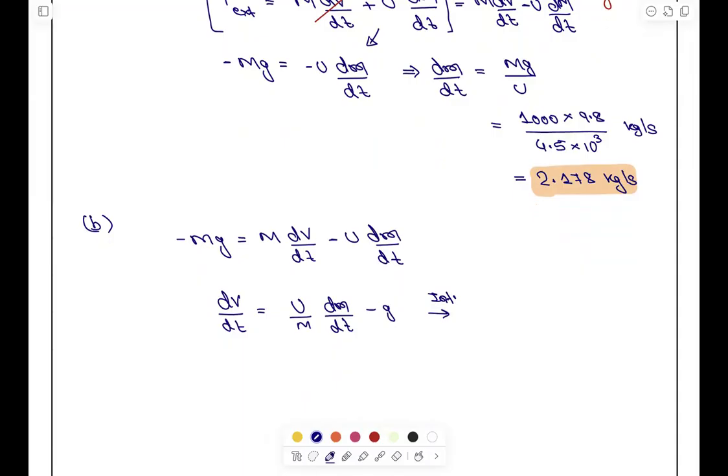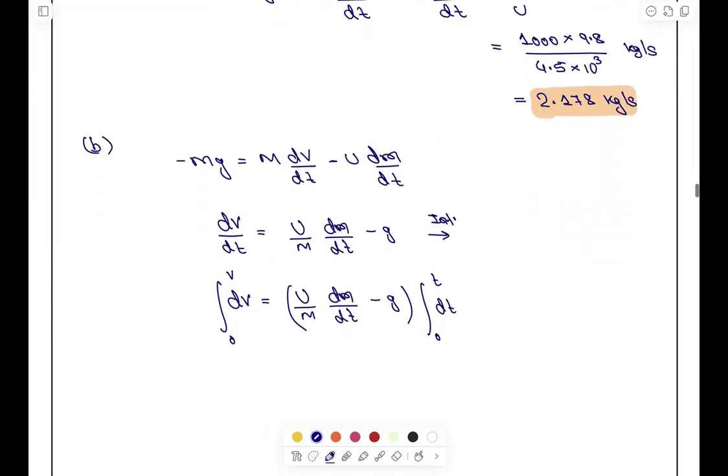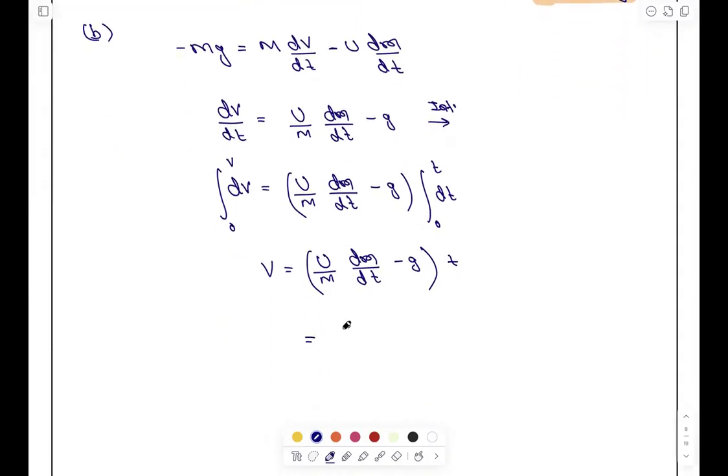So let me do this for you also. 0 to v, and this is again constant, so t goes from 0 to t, where t is given as 8 seconds. If you do that, the value of v will be u by m into dm by dt minus g into t. So u by m is given, u is 4.5 into 10 to the power 3.